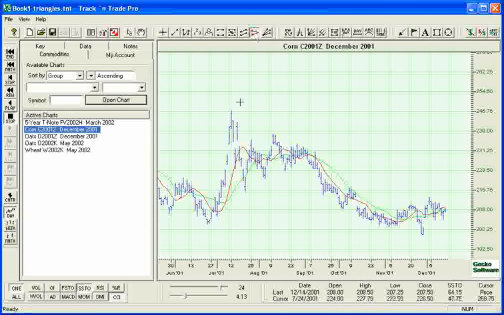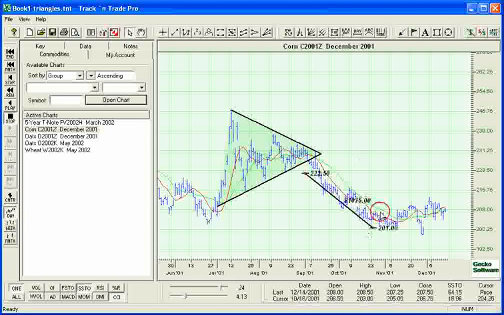So here's a perfect triangle formation right here in corn. Do you see that when I flipped to it? It jumped right off the screen, didn't it? You couldn't help looking at that chart without seeing that beautiful, perfectly formed triangle right there. And of course you buy on a break above and sell on a break below, and this one we would have sold and caught the market all the way down for roughly a $1,000 move out of that triangle.